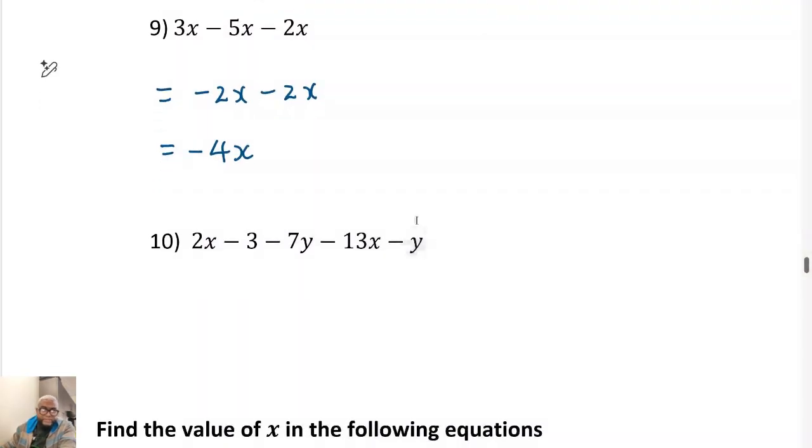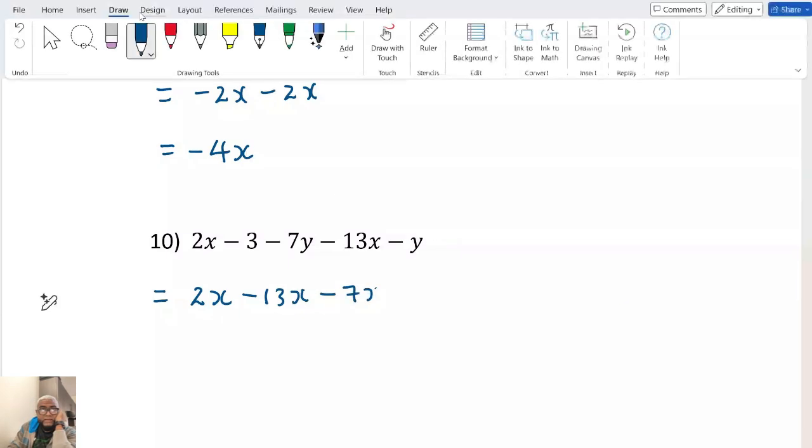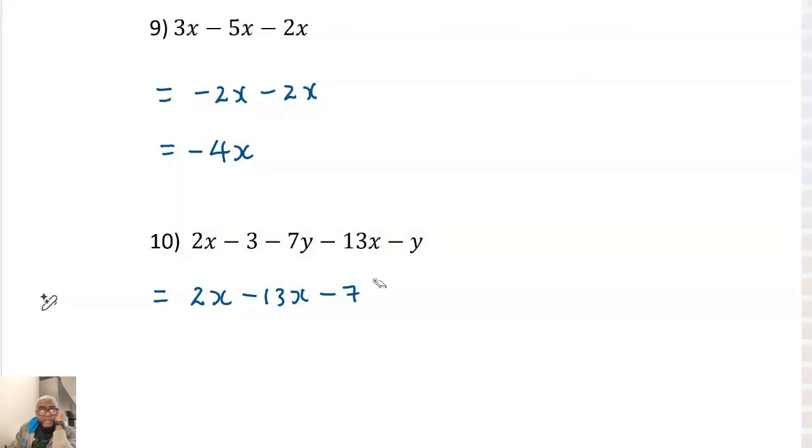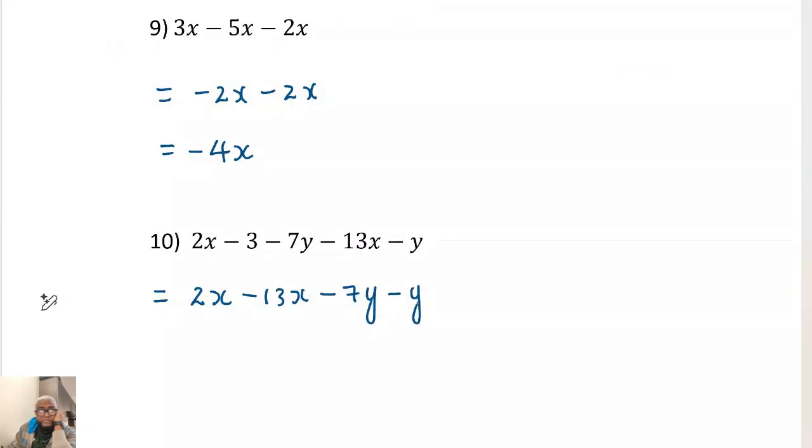Right, there we go. Last one here: (2x minus 13x). I put any like terms together. Remember, nothing is going over an equal sign, so nothing is changing from positive to negative or negative to positive. This will be 2x minus 13x. Then I have the y's. I have negative 7y minus y. And then I'll put the minus 3 alone.